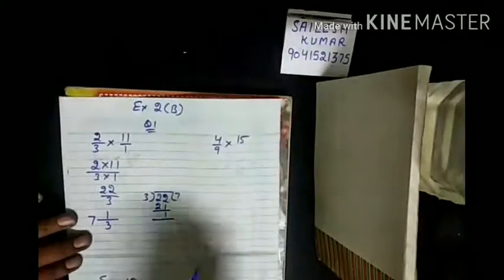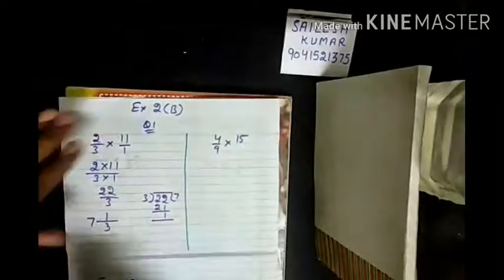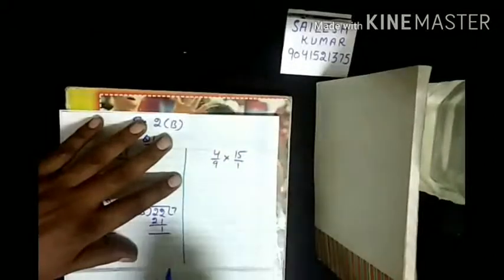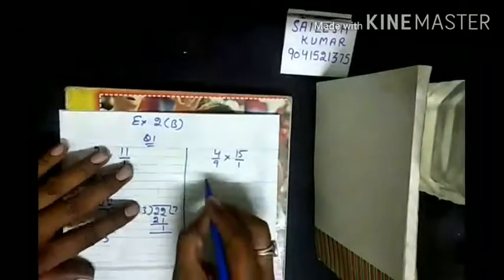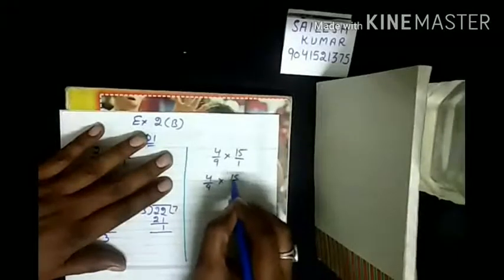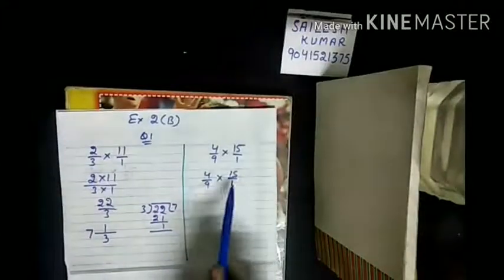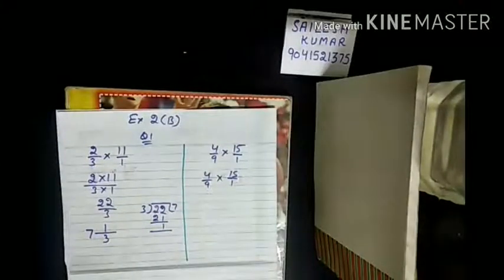Now, the second question is 4 by 9 multiply 15. First, we convert this by writing 1 in the denominator. Now, 4 by 9 multiply 15 over 1. We can observe that 9 and 15, in the denominator and numerator, have common factor 3. It means they are both divisible by the table of 3.